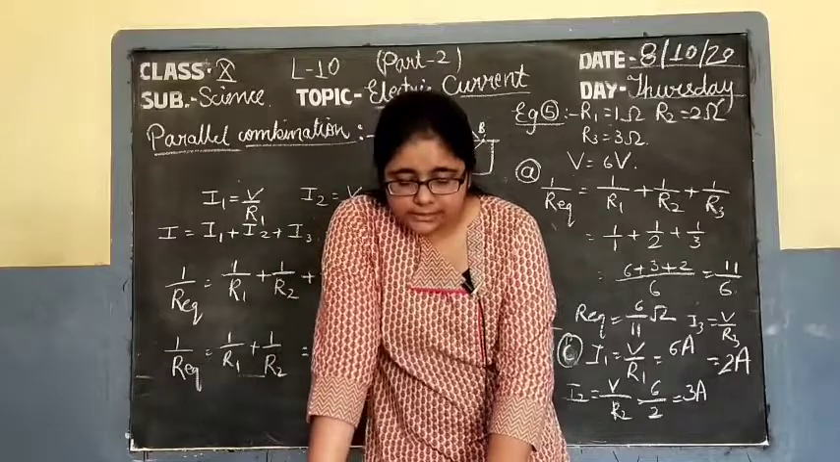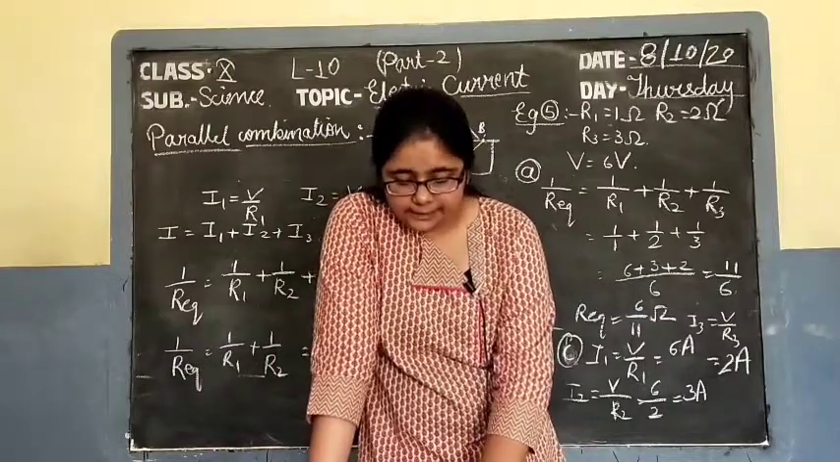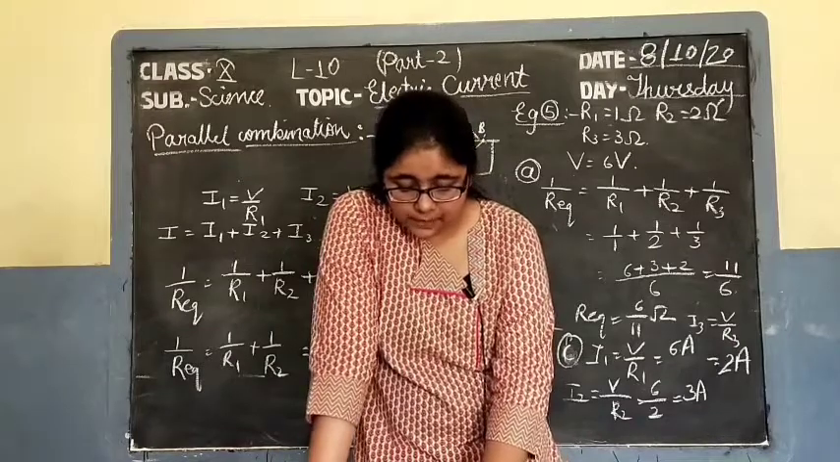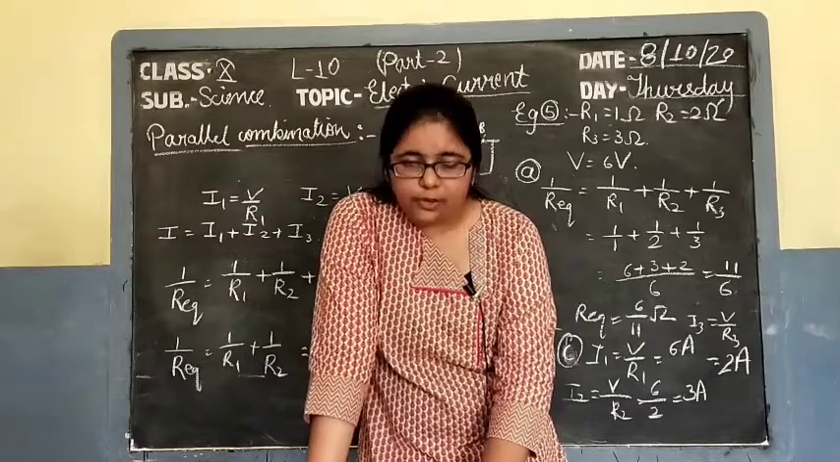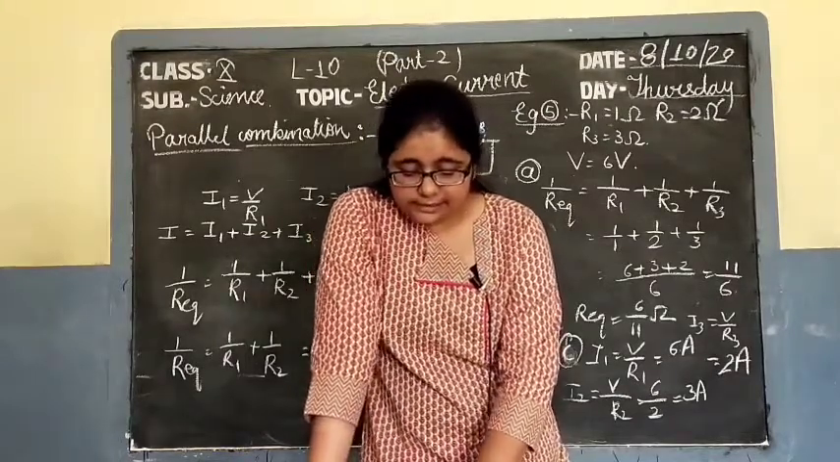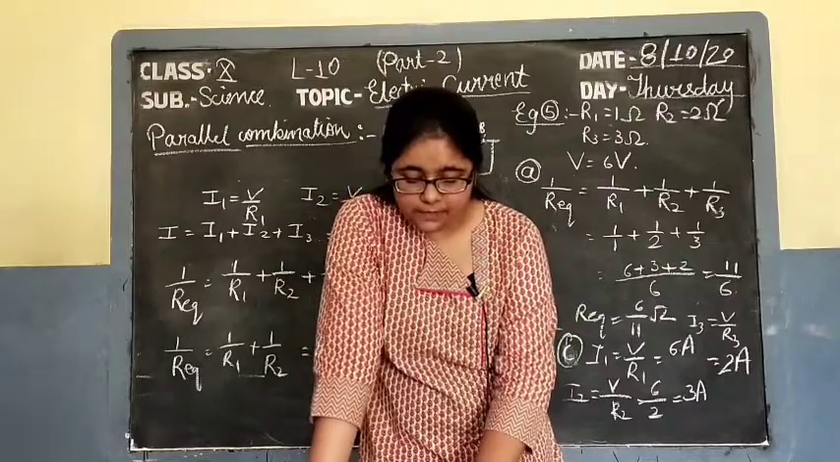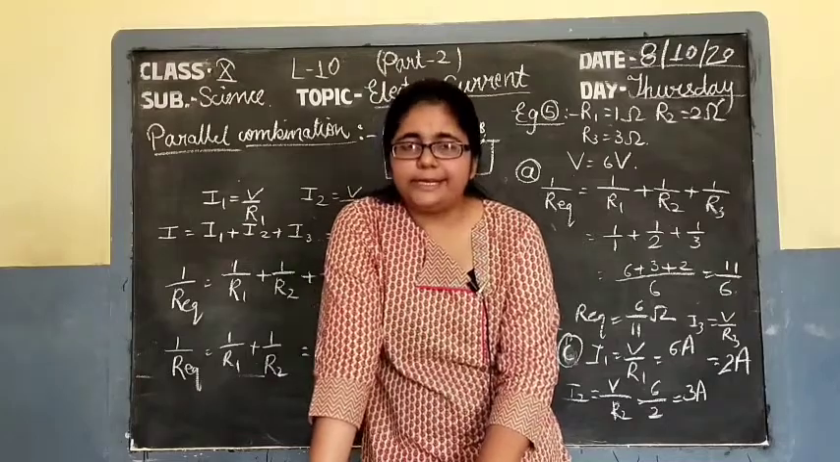The question is: 3 resistances of 1 ohm, 2 ohm and 3 ohm are connected in parallel in an electrical circuit. If this circuit is connected with a battery of 6 volt, then you have to find the following. First of all, the A part is the equivalent resistance of the combination. B part is the current in the circuit. C is the current in each resistance.